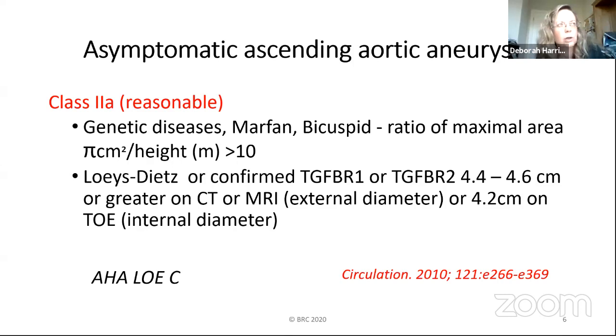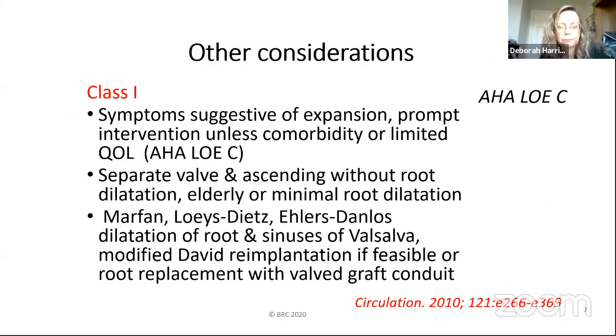So for example, women with Turner's syndrome, or some familial aortopathies where you've got a patient with small stature and a relatively big aorta. As we've already heard, patients with Loeys-Dietz and certain confirmed genetic mutations should undergo surgery at a much lower dimension. 4.4 to 4.6 is in the American Heart guidelines, and that's on external diameter on cross-sectional imaging, or 4.2 centimetres on TOE. So there are some other considerations as well.